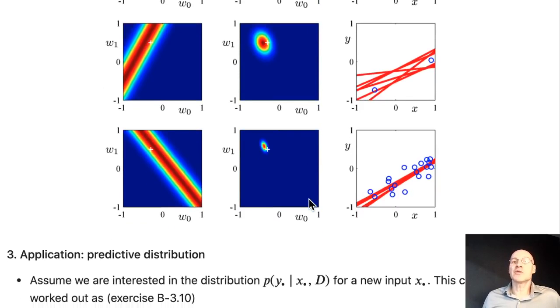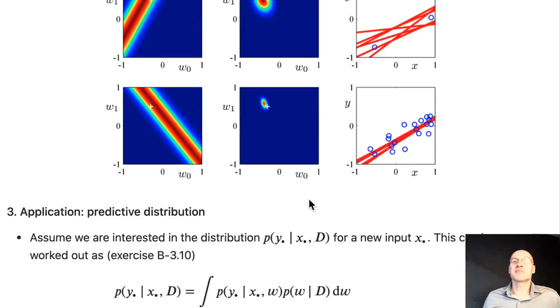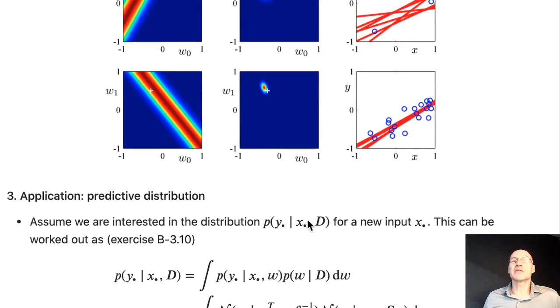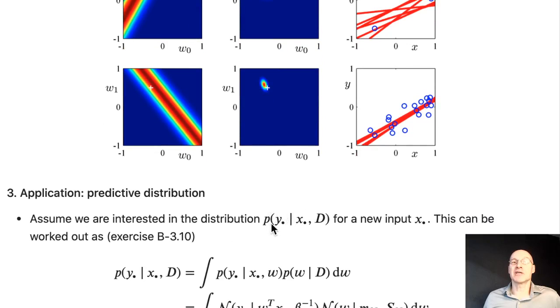Now, having this posterior, we can also write down an expression for the predicted distribution given some new data point x and given the data set, but we're going to translate that, of course, to the posterior of the weights. What is going to be the probability distribution of y?